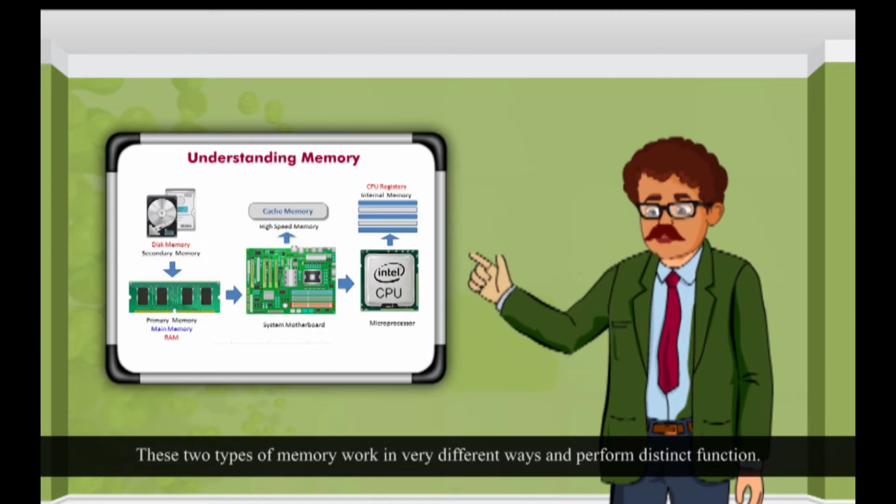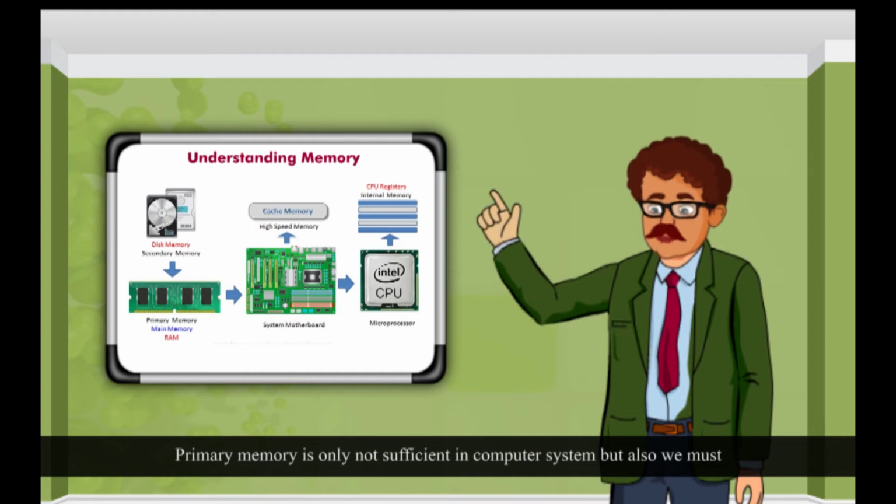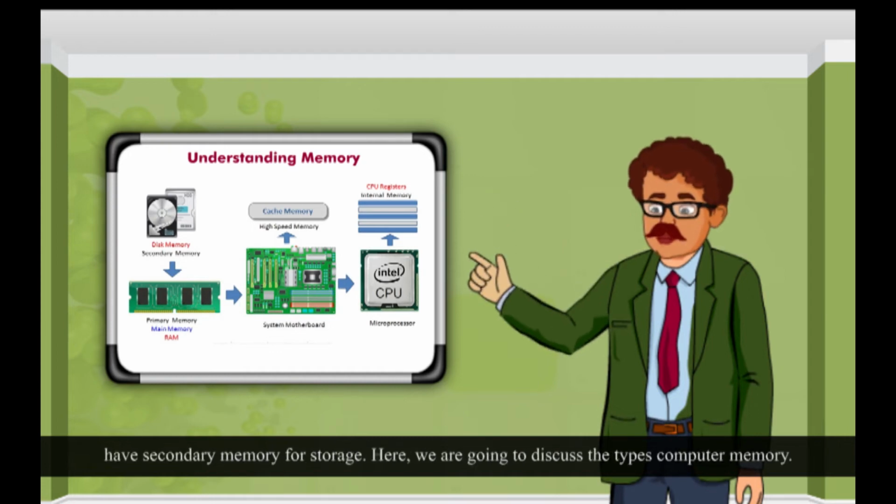These two types of memory work in very different ways and perform distinct functions. Primary memory alone is not sufficient in a computer system; we must also have secondary memory for storage. Here, we are going to discuss the types of computer memory.